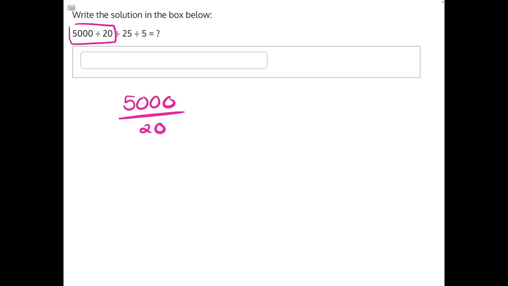We can factor out the greatest common factor, which is 10, and reduce both the top number and bottom number by a factor of 10, giving us 500 divided by 2, which is a little bit quicker. And that's something you can do mentally in your head. If you see a number with zeros divided by a number with zeros, you can just cross out pairs of zeros like that. So now let's do that division.